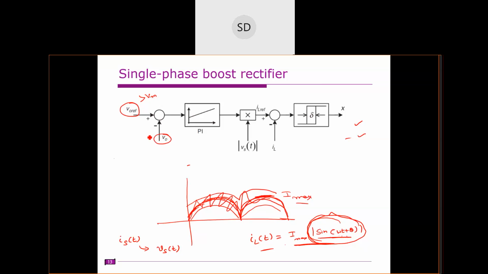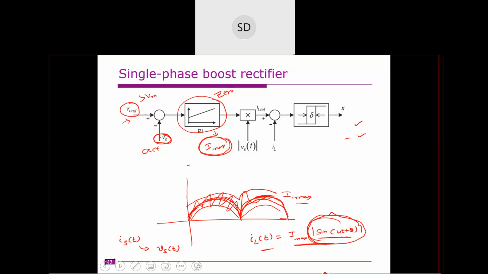So this is the actual voltage. By using some sensors, we will measure the load current and load voltage, and compare with the reference load voltage using a PI controller. What is the objective of this PI controller? It will make the steady state difference between these two zero. We can expect the output of the PI controller to be I maximum, which will control the overall magnitude of the current.